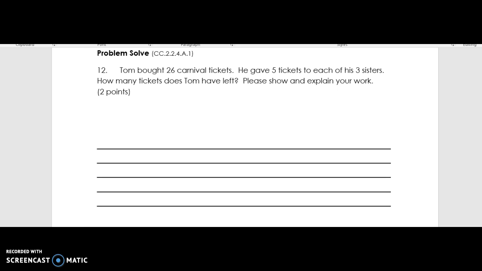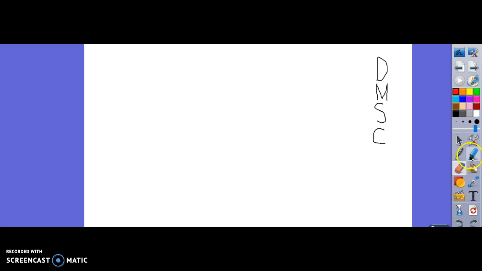Multiplication. So step 1 is 5 times 3. And what does that equal? 15.